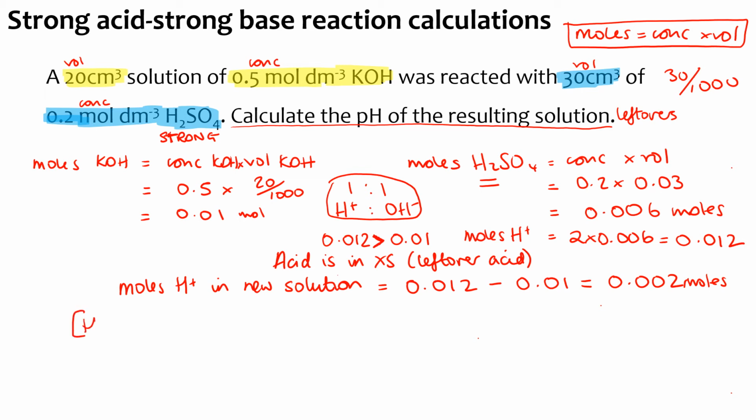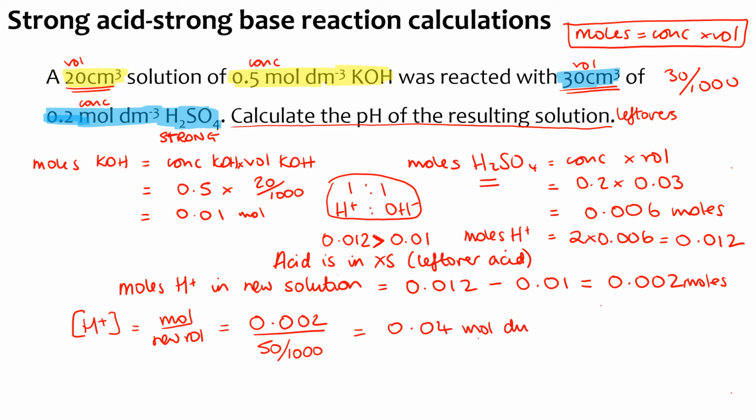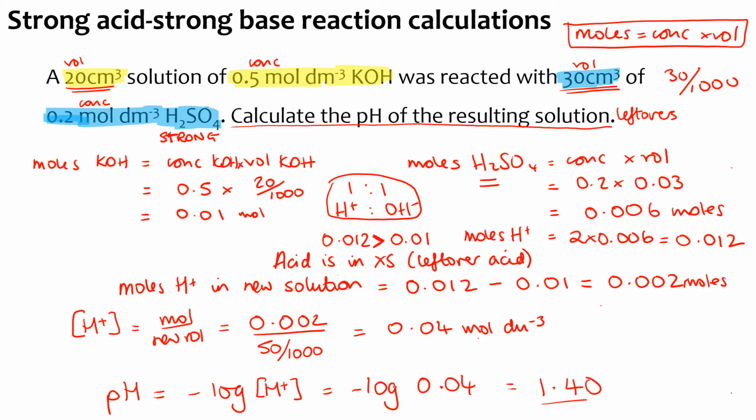So we then need the concentration of H+. That will be the moles divided by the new volume. So 0.002 moles divided by the volume, and the volume is going to be 50 centimetres cubed. We've got 30 centimetres cubed being added to 20 centimetres cubed. So we have 50 centimetres cubed divided by 1,000. So 0.002 divided by 0.05 will be 0.04 mole per decimetre cubed, and that's the concentration of the H+. And then we put that straight into our pH expression, minus log of 0.04 gives us a pH of 1.40, again to 2 decimal places.